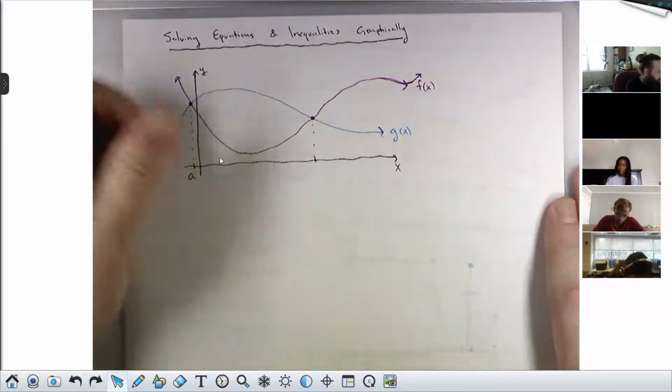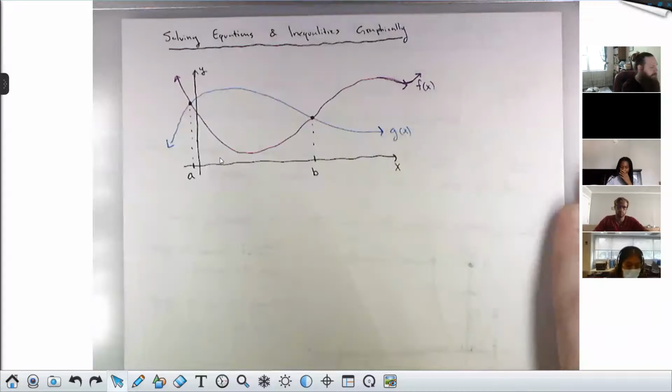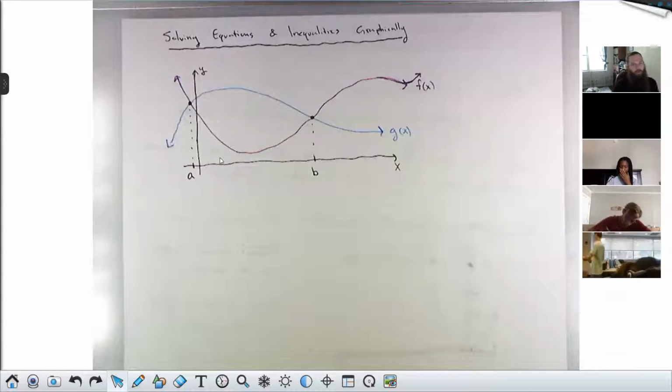I'm going to label these two x values where the functions touch as a and b. The reason I modified the purple one to turn around and go back up like this is because I don't want them to touch again, just for simplicity's sake. I want to assume they only touch twice.